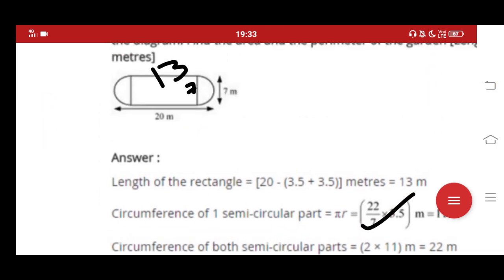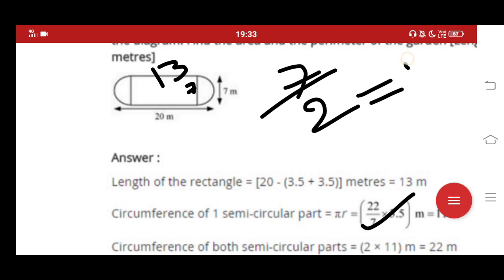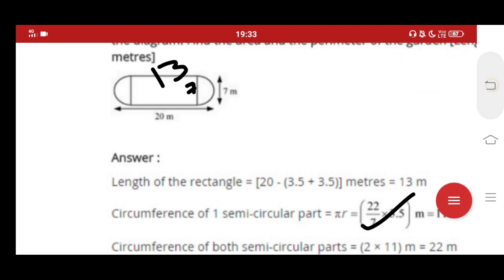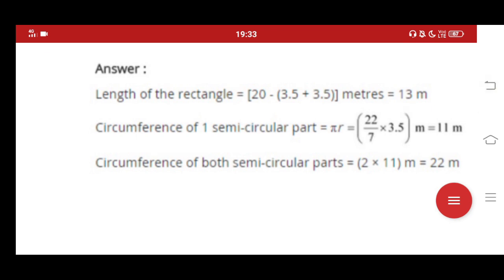What is r here? See, 7 is the complete diameter, and we know that half of the diameter is the radius. So 7 divided by 2 gives us 3.5. So this is our radius. Now, what is our radius? That is 3.5. So when we calculate this, we will get 11 meters. This is the circumference of only one semicircle.